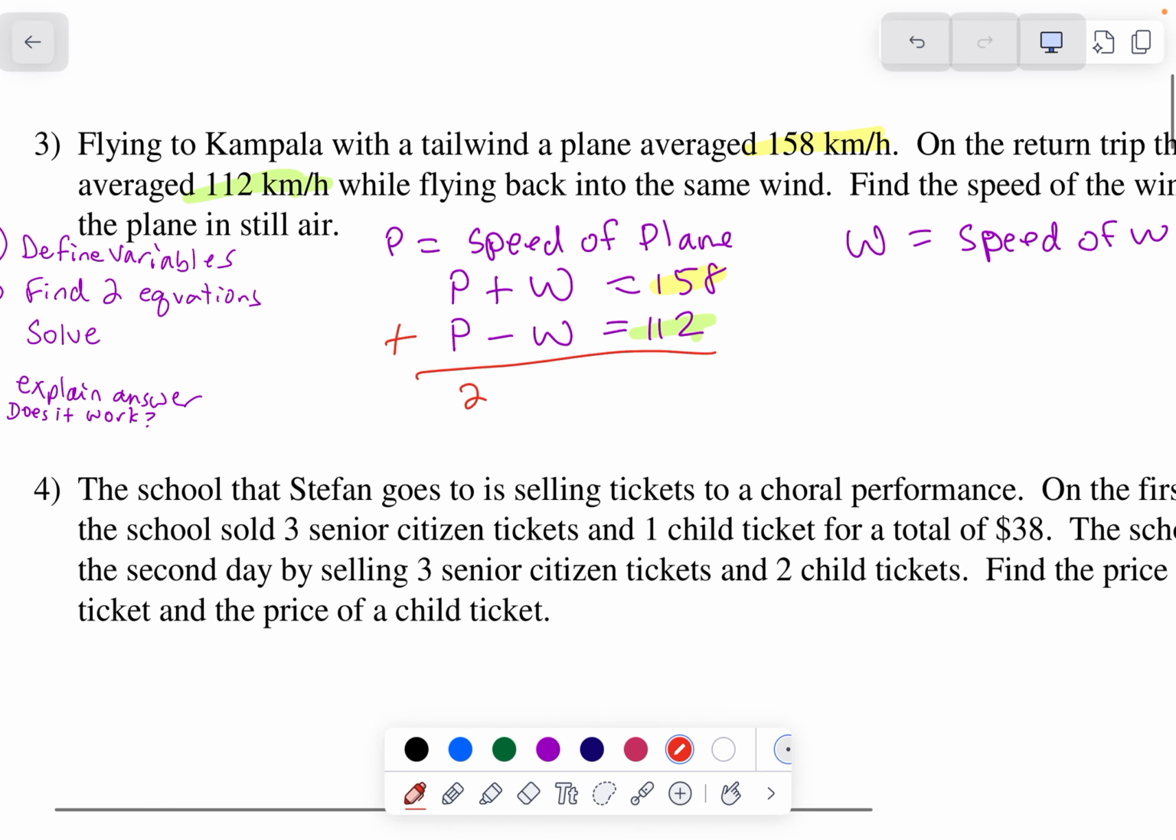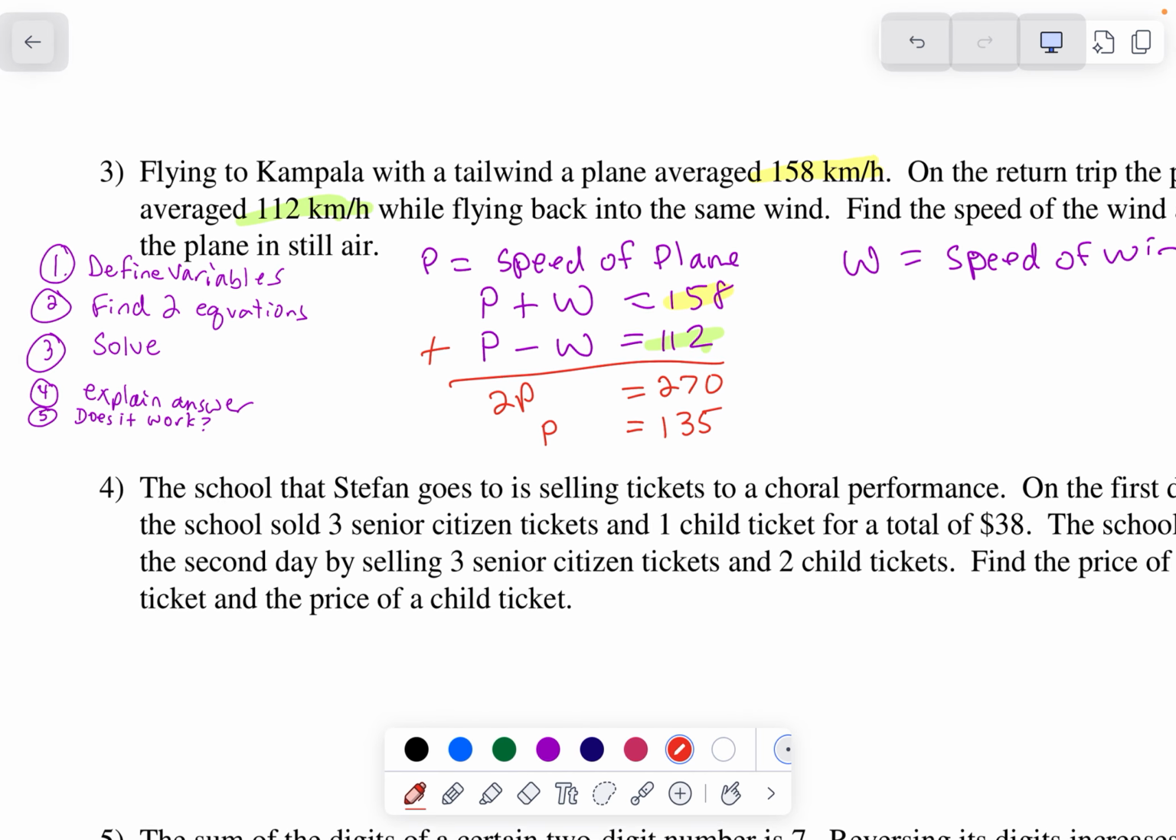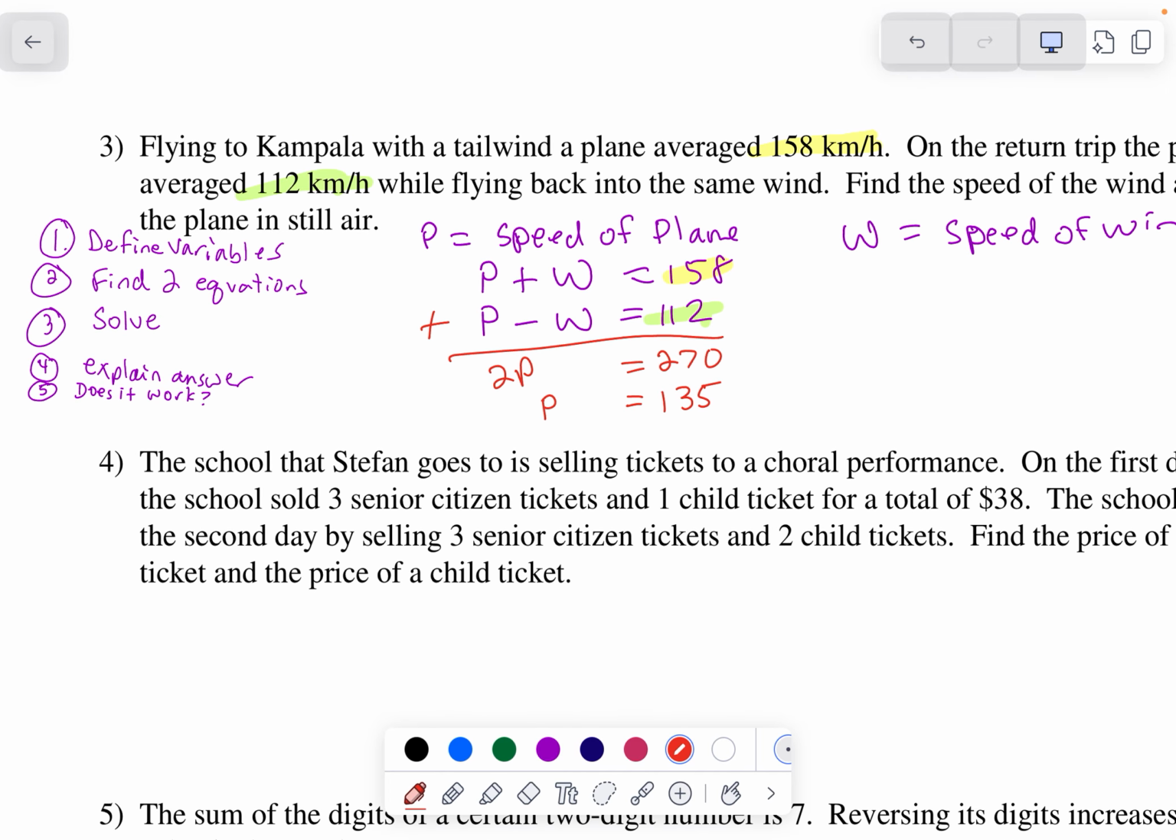So we get 2P equals 270. So the P is 135. Now let's put some units on it. So for the last problem, we didn't have units. And so remember, when you explain your answer, please use the units that are given. And so that's kilometers per hour.